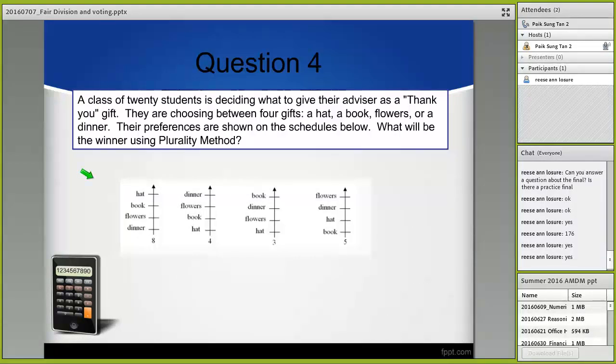Alright, now we do some calculation practice. A class of 20 students is deciding what to give their advisor as a thank you gift. They are choosing between 4 gifts: a hat, a book, flowers, or a dinner. Their preferences are shown on the schedules below. This means the top preference is hat, second preference book, third preference flowers, and fourth preference dinner. 8 of them chose hat first, then book, flowers, and dinner. And 4 of them chose dinner, flowers, book, and hat. Who will be the winner using the plurality method?